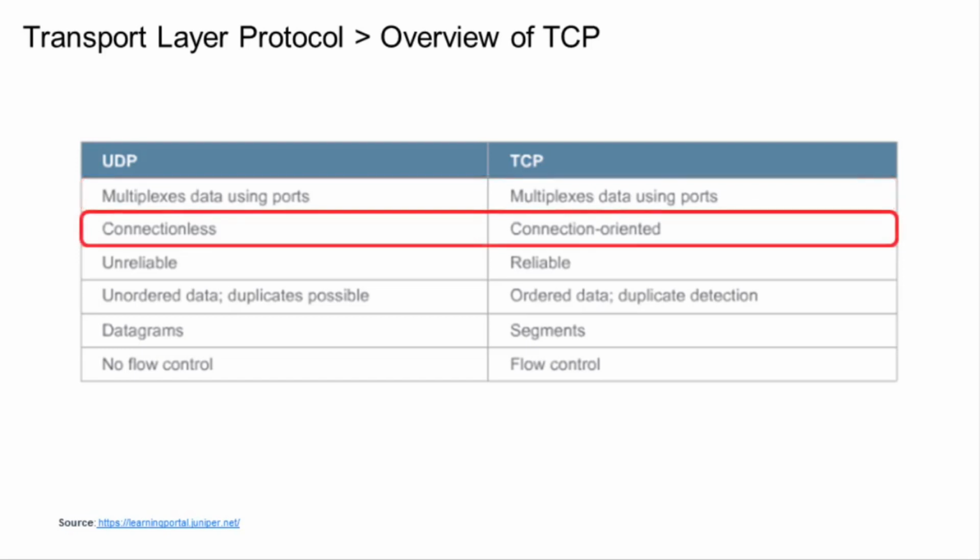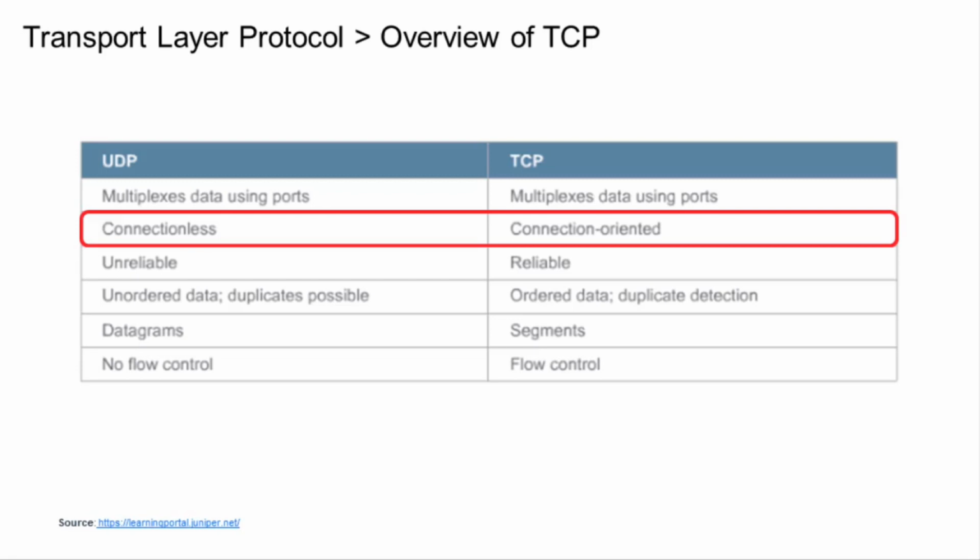We know that UDP is a connectionless protocol, so it sends off its packets and does not ask or receive any acknowledgement from the destination that we hope is receiving those packets. On the other hand, TCP is a connection-oriented protocol, so the first thing it does is use the three-way handshake to establish a connection with the recipient before it starts transmitting any data.